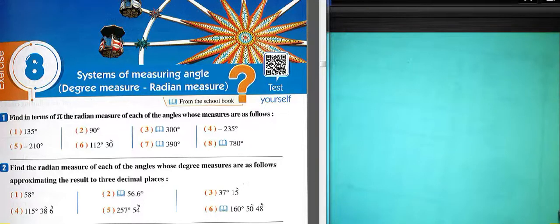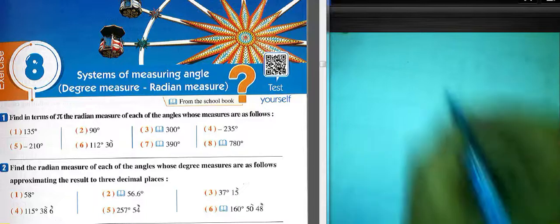Today we are going to talk about lesson 2 in geometry, systems of measuring angles: degree measure and radian measure. We will solve exercise 8 in the Al-Moasser book. Question number 1: find in terms of pi the radian measure of each of the angles whose measures are as follows.